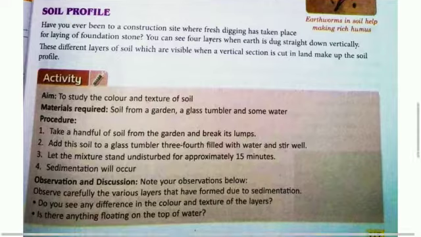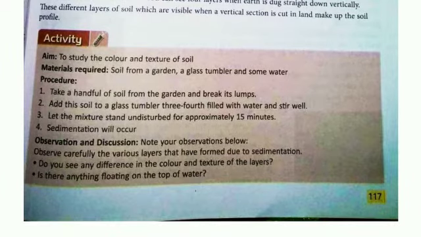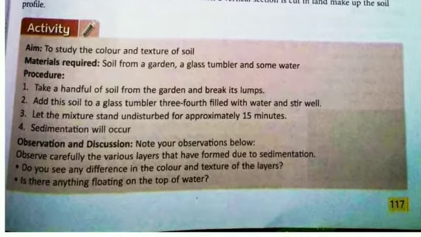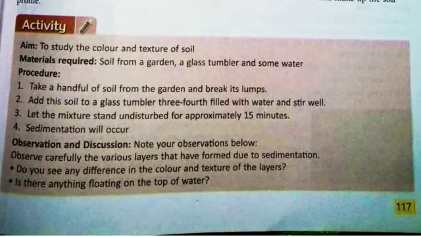Before this, we should do an activity to study the color and texture of soil. Material required: soil from a garden, a glass tumbler, some water. Okay, only 3 things. Procedure: take a handful of soil from the garden and break its lumps. Add this soil to a glass tumbler 3/4 filled with water and stir well.